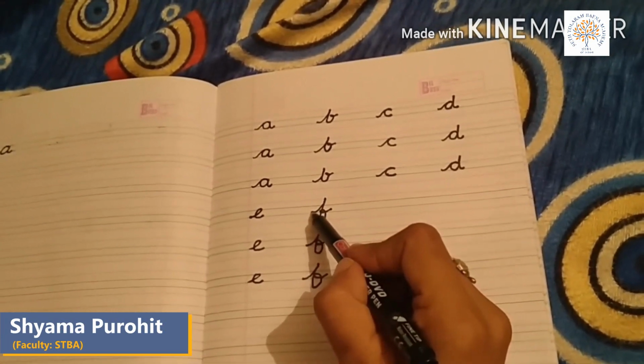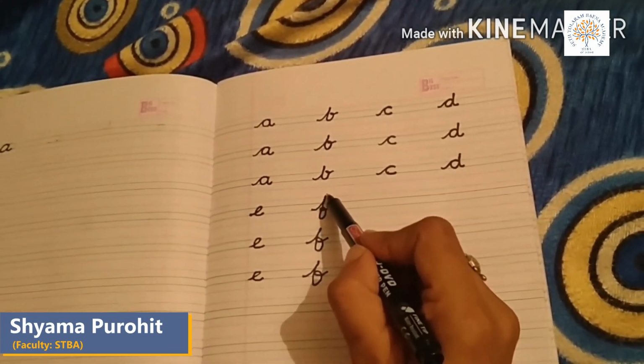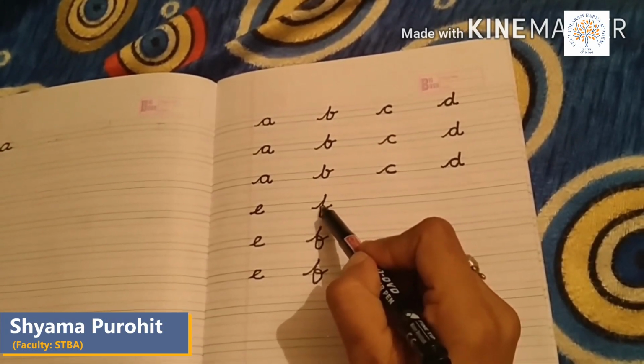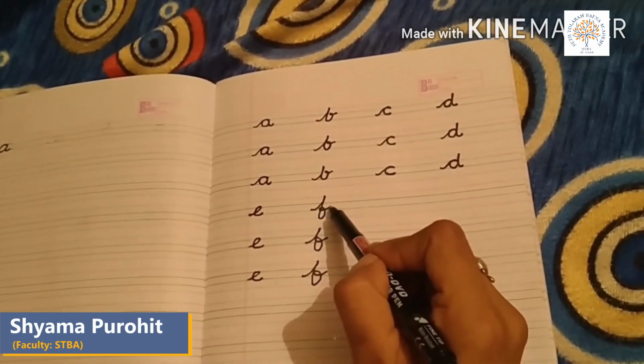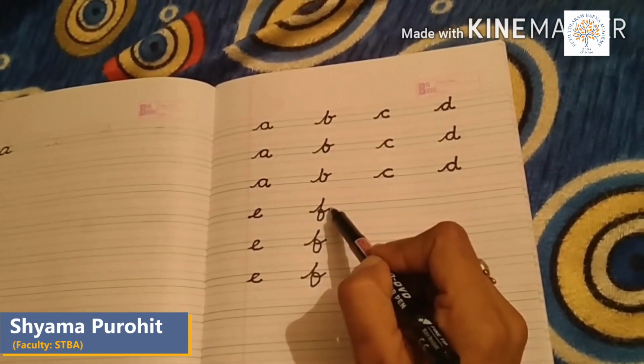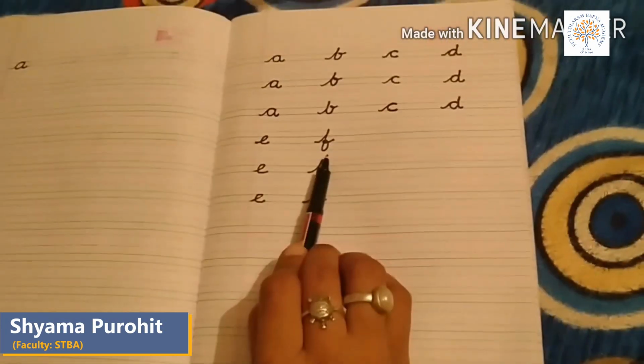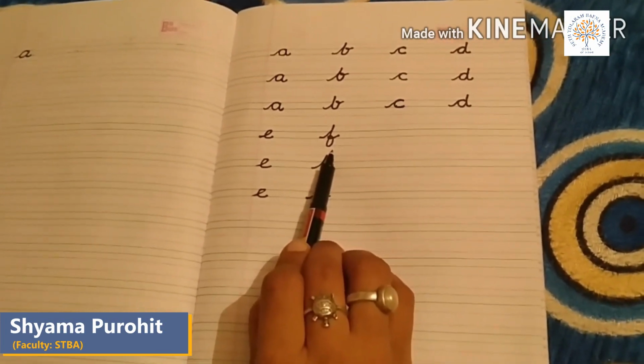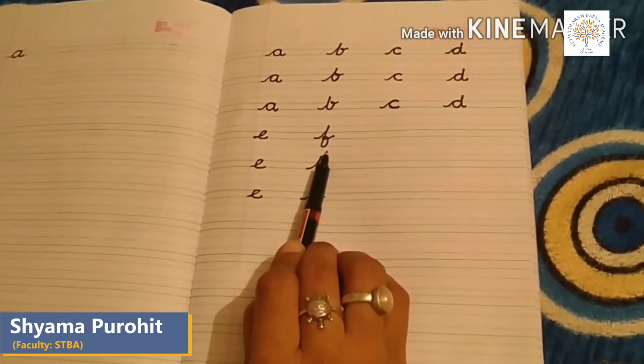Now F. Start with the third line, go up to the red line, come down, go to the third line, make a fold. F. F for fish. So students, this is the format of writing letters small cursive A to F.